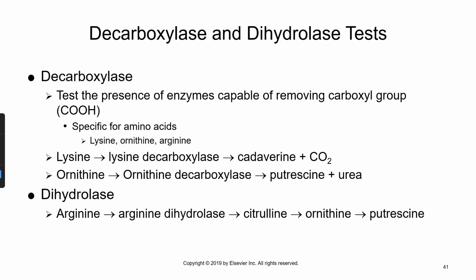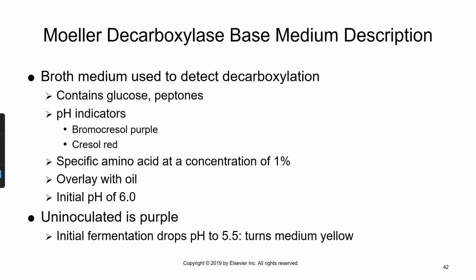Dihydrolase: arginine to arginine dihydrolase, citrulline, ornithine, and putrescine. The Moeller decarboxylase base medium is a broth medium used to detect decarboxylation. It contains glucose and peptones, pH indicators bromocresol purple and cresol red. The specific amino acid is at a concentration of 1%. You overlay it with oil. Uninoculated is purple, and initial fermentation drops the pH to 5 to 5.5, which turns the medium yellow.